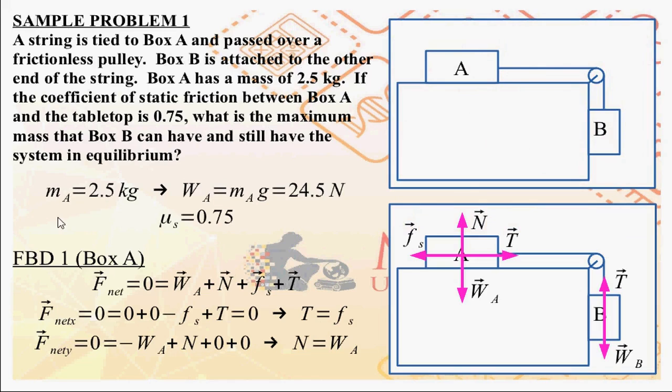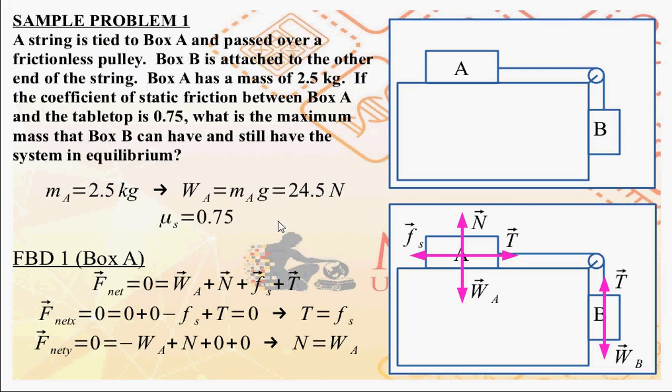Let mA be mass of box A, 2.5 kilograms. Knowing mass, we can get the weight. Weight is vector W is equal to mg. Magnitude is equal to weight A is equal to mg. So this is magnitude. It's just 2.5 kilograms multiplied by 9.8 meters per second squared. That will give you 24.5 newtons.